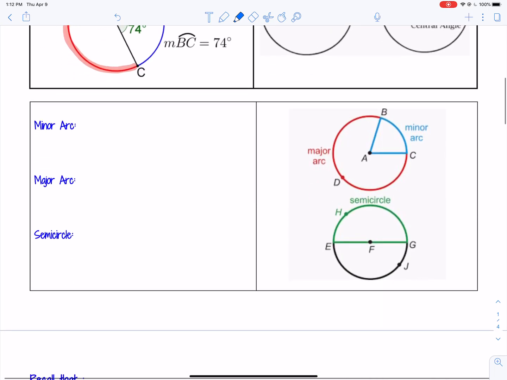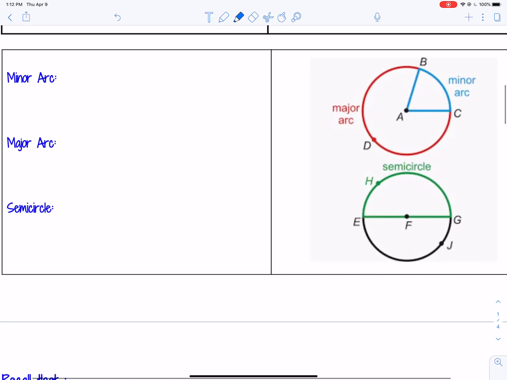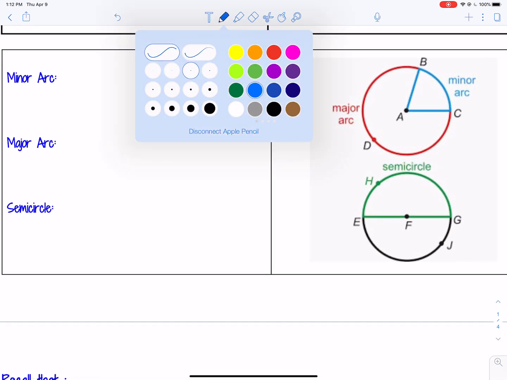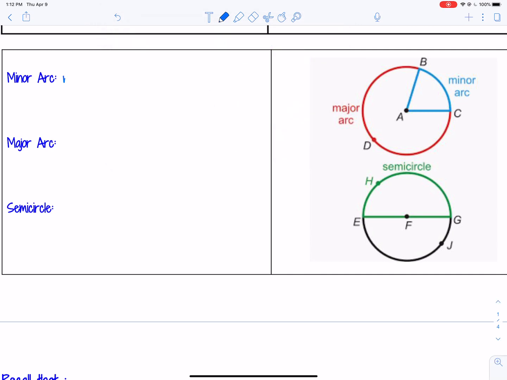All right, so let's just talk quickly about a minor arc versus a major arc versus a semicircle. A minor arc measures less than 180 degrees, so less than half of the circle. It's pictured over here in the picture in blue. So minor arc is like arc BC.